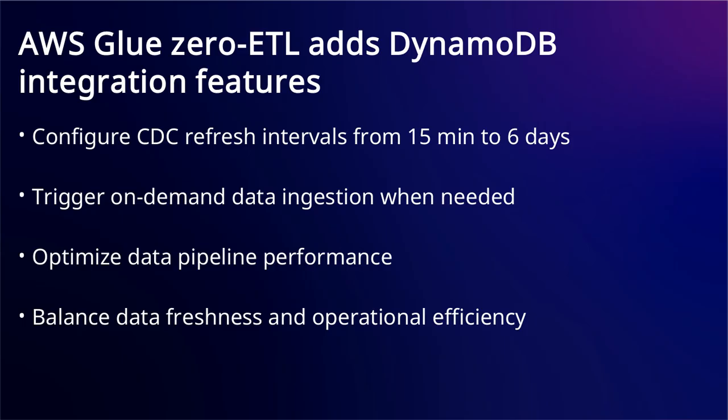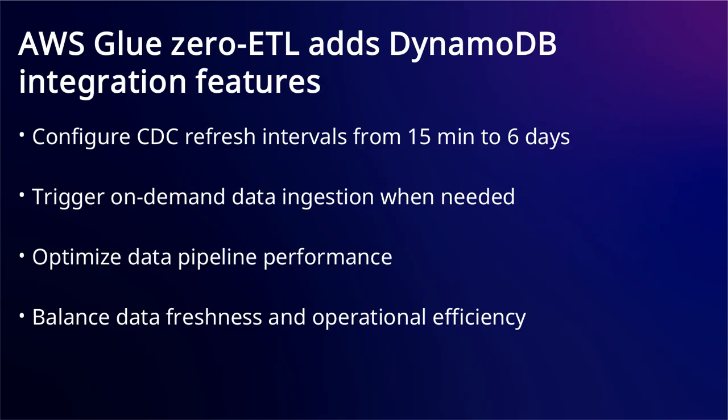AWS Glue zero-ETL lacked flexibility in capturing data changes from DynamoDB sources. The new features address this by allowing you to configure CDC refresh intervals and trigger on-demand ingestion. You can now set refresh intervals between 15 minutes and 6 days to match your business needs. This helps optimize your data pipeline performance by balancing frequent updates with cost considerations.